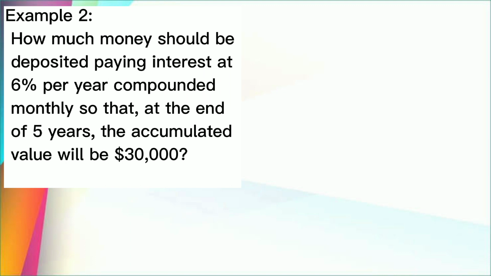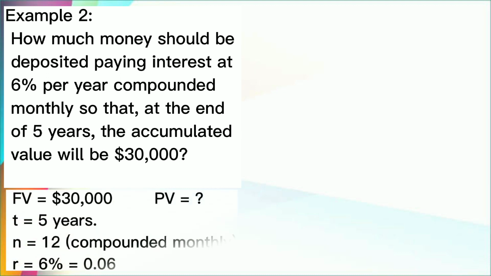So let's try another problem. How much money should be deposited paying interest at 6% per year compounded monthly so that at the end of 5 years, the accumulated value will be 30,000? Here's the solution. The future value is $30,000. The time is 5 years. N is 12 as the amount is compounded monthly. And the rate of interest is 0.06.